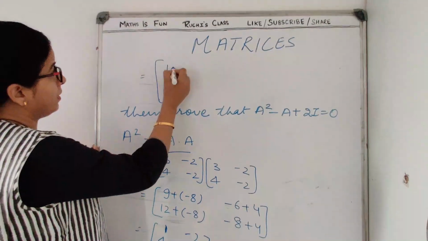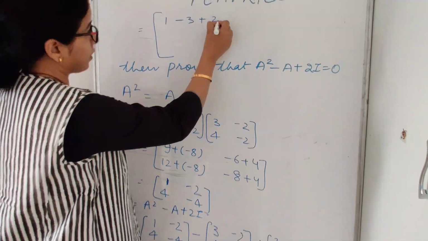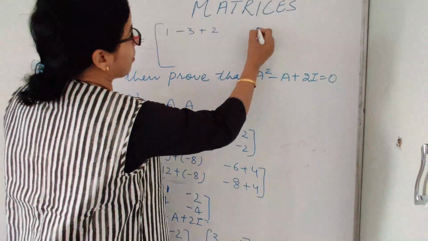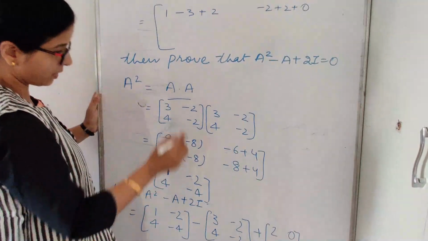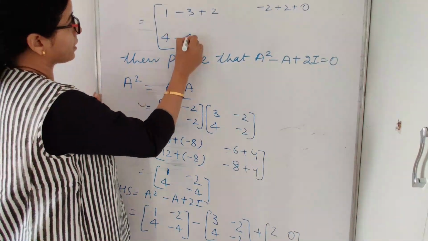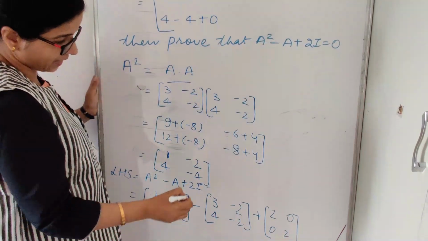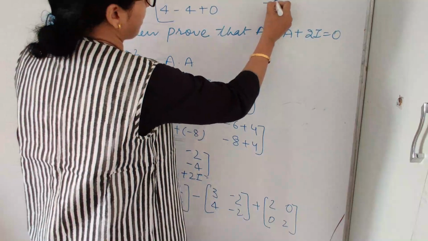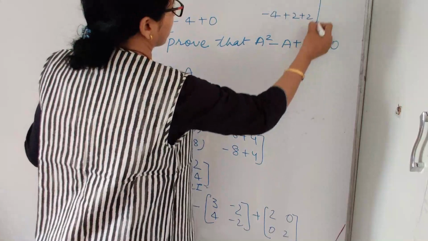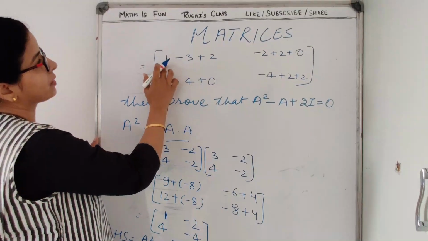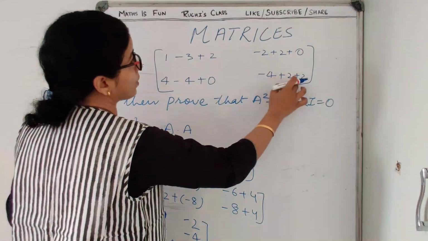So it is 1 minus 3. Look here. 1 minus 3 plus 2. Okay. Now second element is minus 2 plus 2 plus 0. Third element is 4 minus 4 plus 0. Okay. And the next element is minus 4 plus 2 plus 2. Right. So if you solve, what you are getting? 3 minus 3 is 0, minus 2 plus 2 is 0, 4 minus 4 is 0, minus 4 plus 4 is 0.